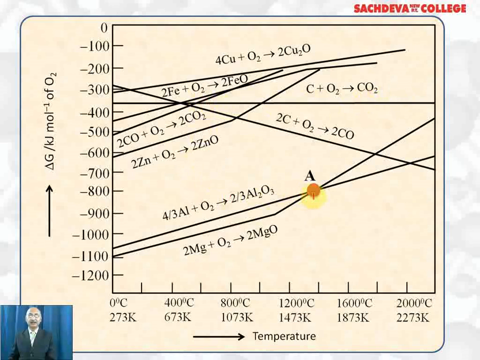This is the point of intersection where we can decide at what temperature magnesium will be able to reduce aluminum. We find that this temperature is extremely high. That is why this method of reducing Al2O3 with magnesium is not economical. So from these diagrams, we can easily interpret which reducing agent is most suitable for a particular reduction at a particular temperature, and which reduction will be economical in nature, because if temperature is low, it will be economical. If temperature is very high, it will be uneconomical.